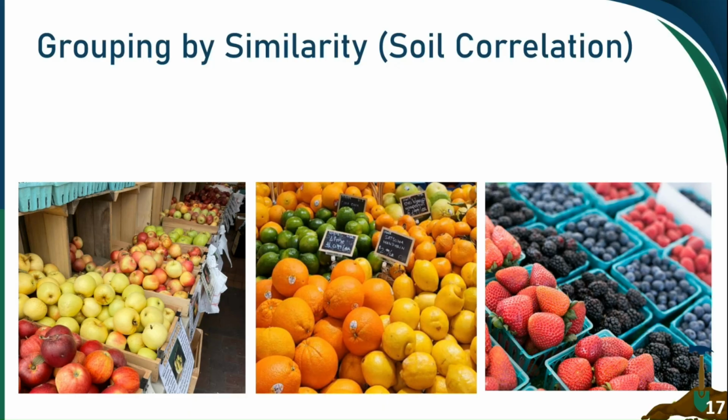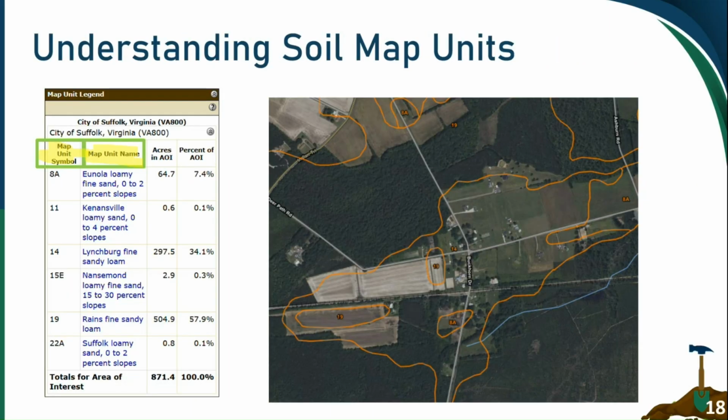Each soil map unit contains variability, but that variability is understood and predictable within the soil survey. However, this is often ignored or not understood by the user. So I want to dive deeper into this. I want to move from the fruit analogy to the real thing. This is a picture of a soil survey out of Suffolk, Virginia. We have the map on the right and the legend on the left.